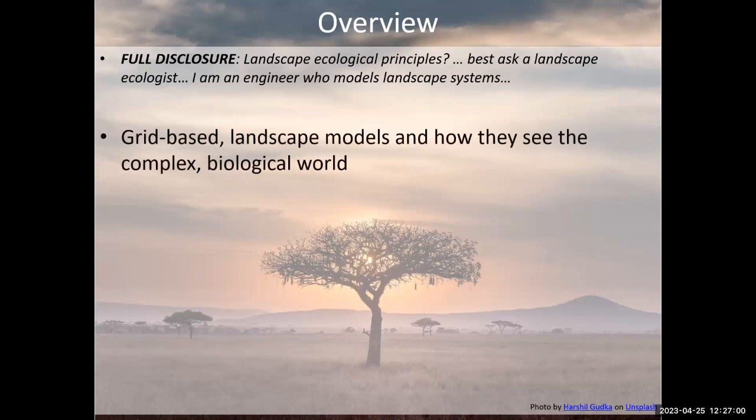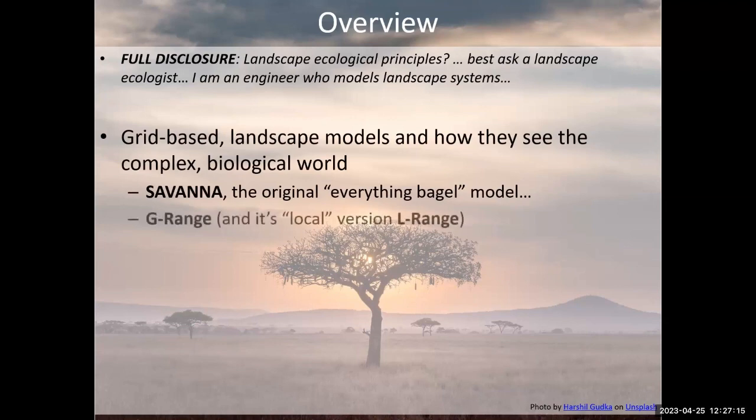What we are going to talk about are grid-based landscape models and how they see a complex biological world. We're going to talk about SAVANNA, the original everything bagel model. It's got a little of everything in it, and it's had a lot of stuff in it since the 1990s. And we'll talk about G-range, a model created from elements of the SAVANNA model by Dr. Randy Boone at Colorado State, which I use a lot and have great admiration for. We're going to talk about them both because once you've learned one, you can learn them both. I think they're both excellent models for what they do.